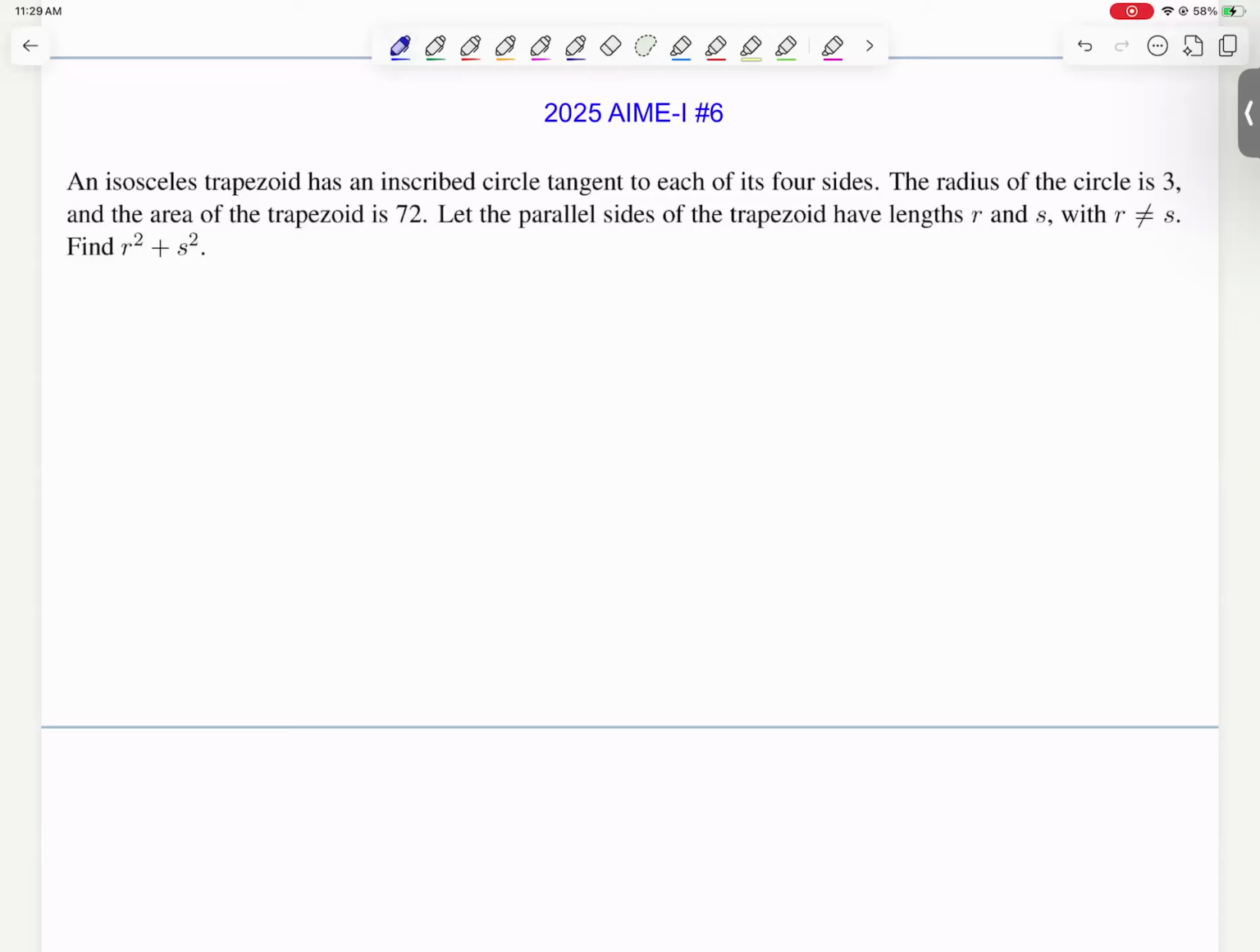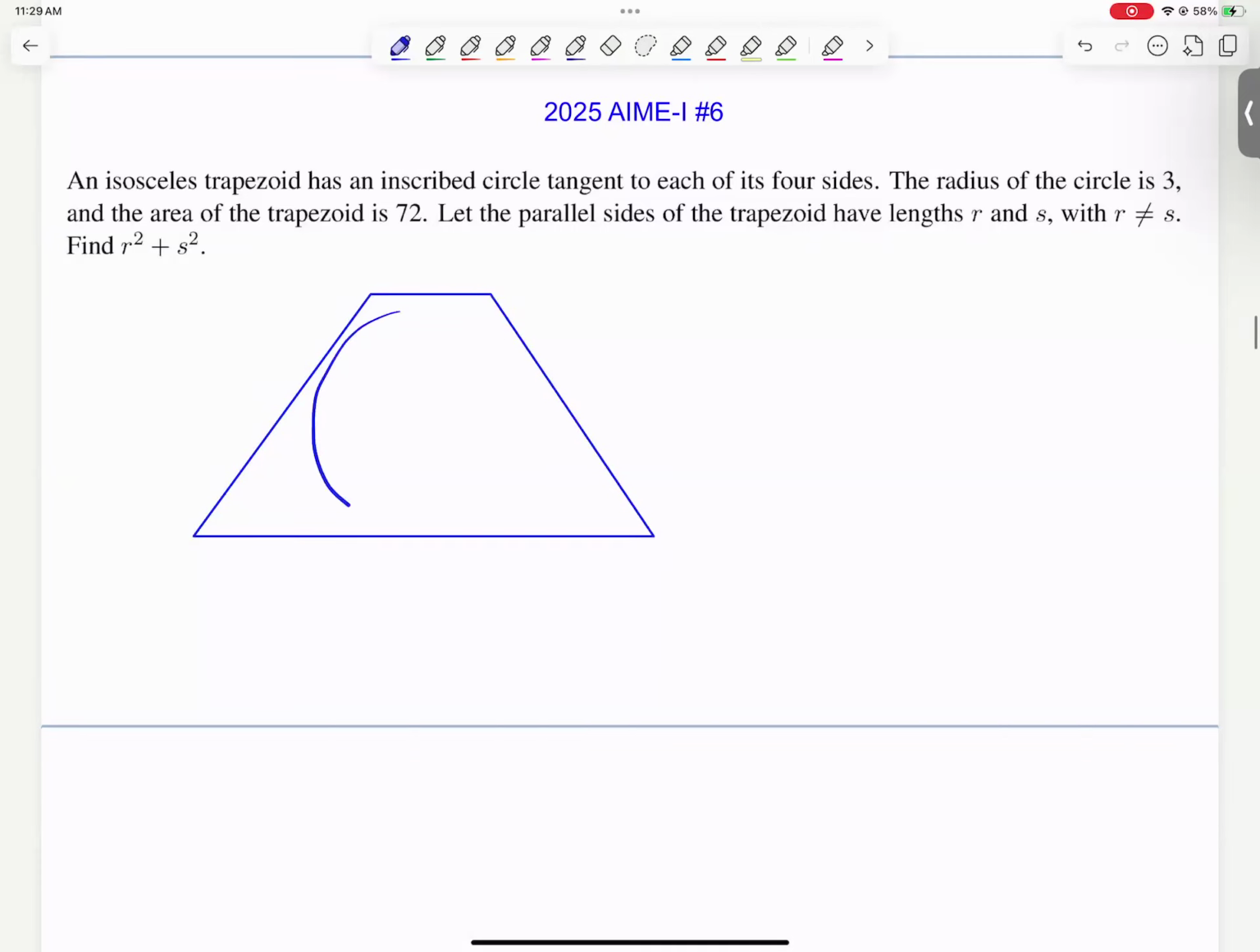Let's start by drawing the isosceles trapezoid. We have an inscribed circle tangent to each of the four sides. Let's label the trapezoid A, B, C, D, and the tangency points: this is M, this is N, this one is P, and this one is K.